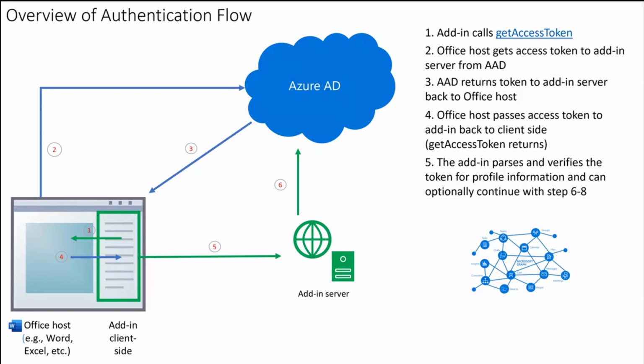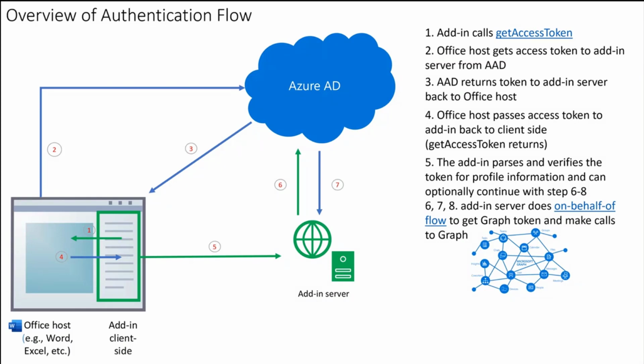So you can exchange that token using the on-behalf-of flow to get a Graph token and make calls to the Graph. You literally just make another call on your server side. Steps 6, 7, and 8 just show you can exchange that token, and then you get access to the Graph and you can make Graph calls. So that's the flow. It's very straightforward, as we can see here with the lines. It's actually pretty straightforward to implement.